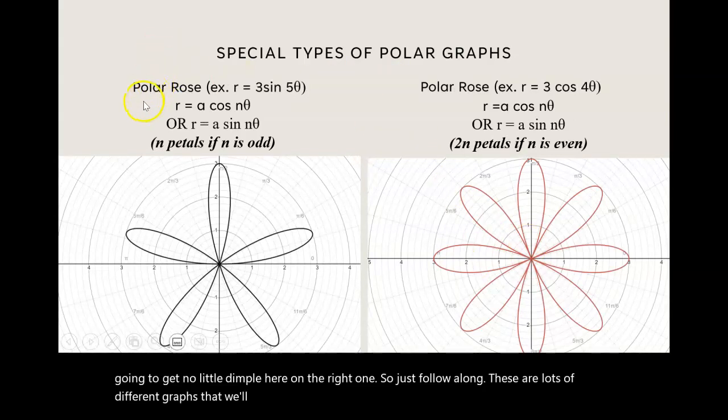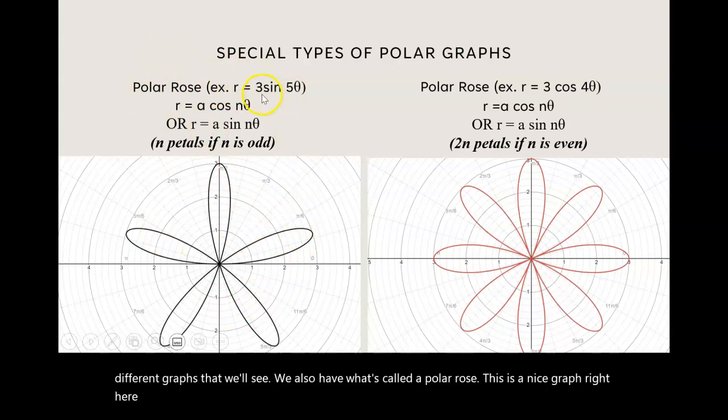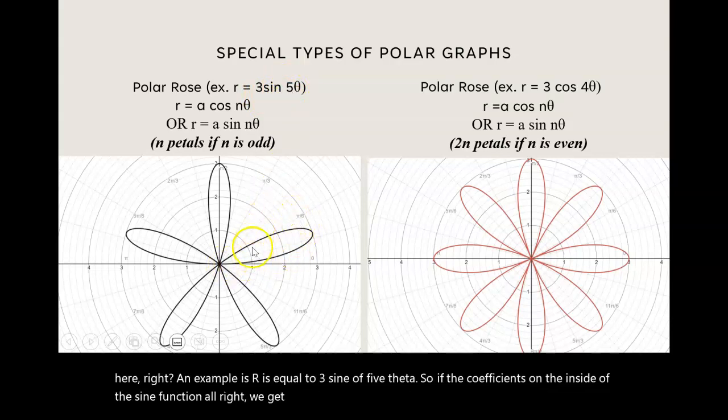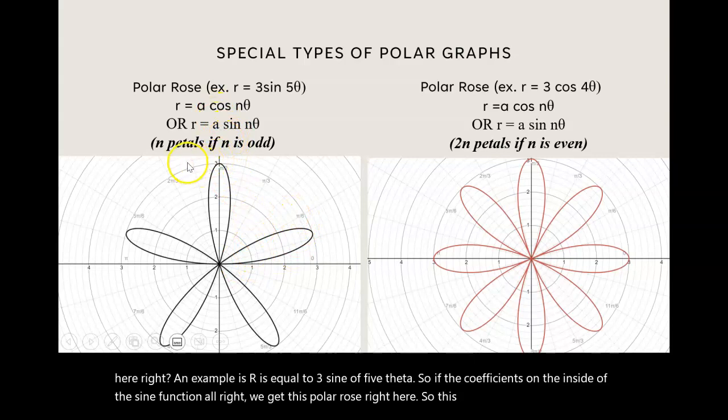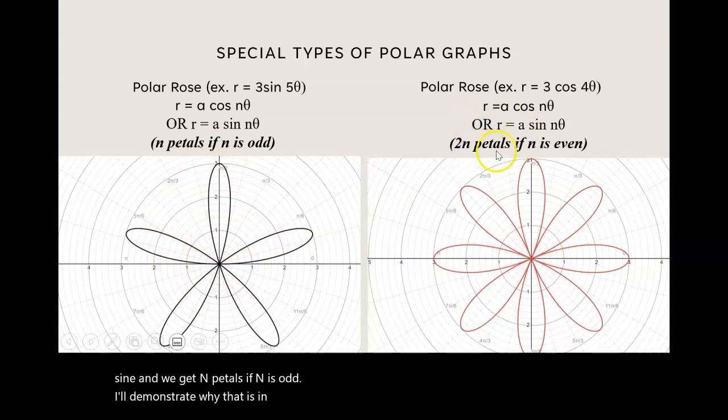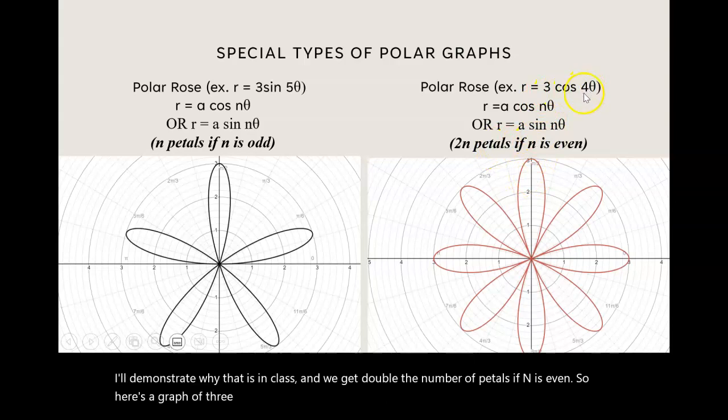We also have what's called a polar rose. This is a nice graph right here. All right, an example is r is equal to 3 sine of 5 theta. So if the coefficient is on the inside of the sine function, we get this polar rose right here. So this happens with cosine or with sine, and we get n petals if n is odd. I'll demonstrate why that is in class. And we get double the number of petals if n is even. So here's a graph of 3 cosine of 4 theta. All right, and n is even in this case, so we don't get 4 petals, but we actually get 8 petals.